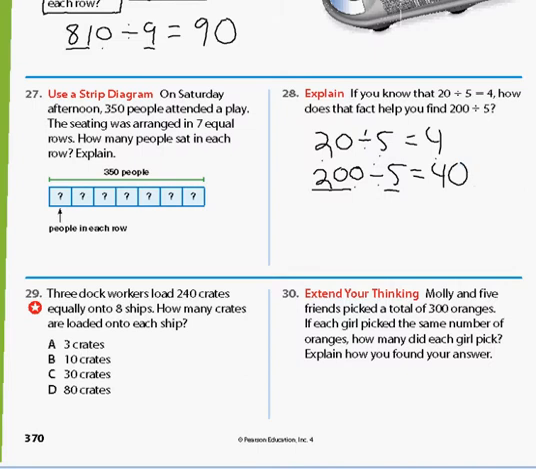And the last problem we're going to talk about is Molly and 5 friends pick a total of 300 oranges. If each girl picks the same number of oranges, how many did each girl pick? Explain how you found your answer. We'll talk through this. I want to box in my question. The question is, how many did each girl pick? And it's talking about oranges. Important, there's 300 oranges. And I got Molly and 5 of her friends there.